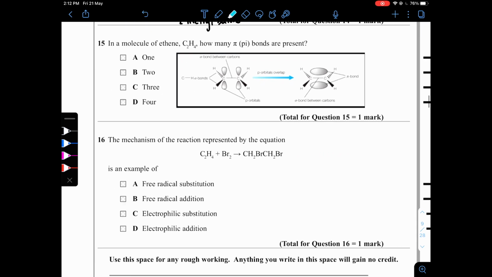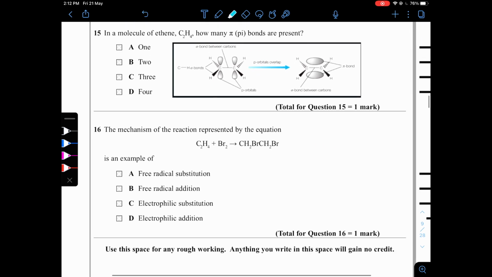Okay, in a molecule of ethene, how many pi bonds are there present? You can see in this diagram, this is just to illustrate, this is from the new spec book. One may think this is 2, there are 2 bonds there, but no, there's only 1 pi bond here that has 2 lobes on either side of the carbon-carbon double bond. So we only have 1 pi bond present here.